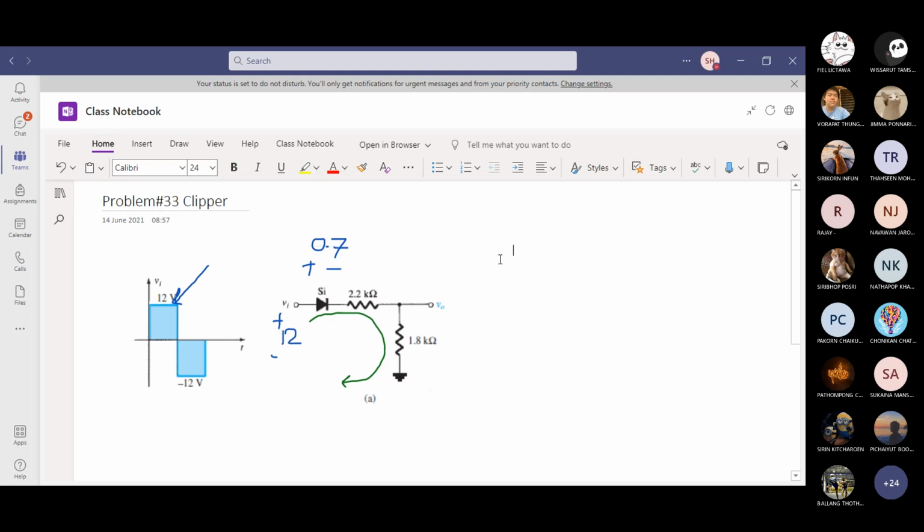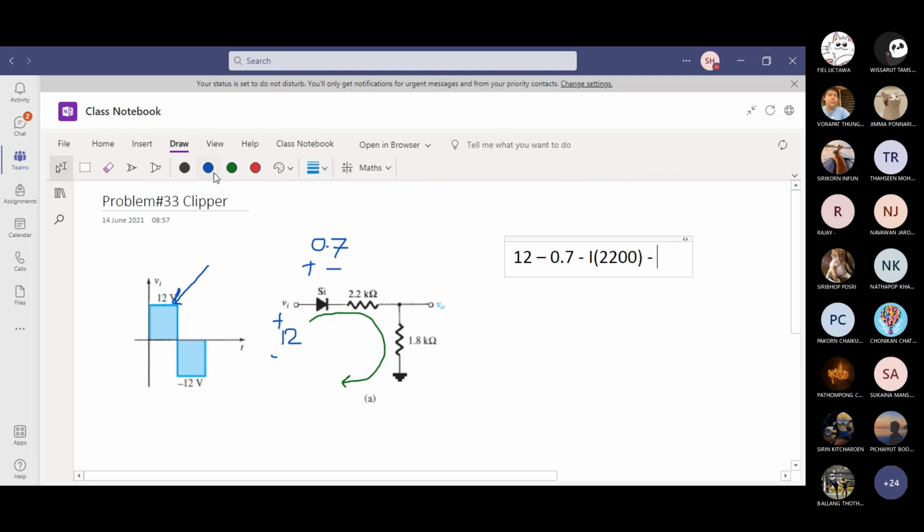I'm going to use the big font for the equation. KVL. I'm taking the plus sign, the outer sign. 12 minus, the outer sign for the silicon is minus 0.7, minus what? What volt is this? What is the equation for voltage? V equals I times R. I times 2200, isn't it? Minus, when the current flows here, this is plus, this is minus, this is plus, this is minus. I think now it is clear.